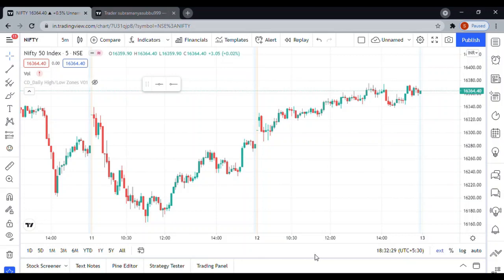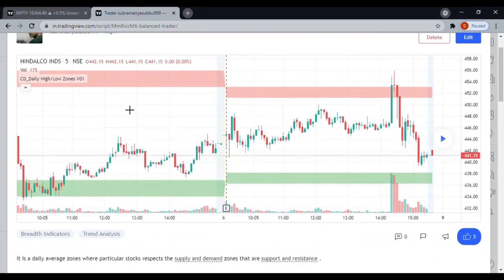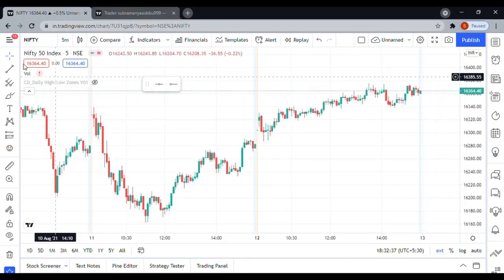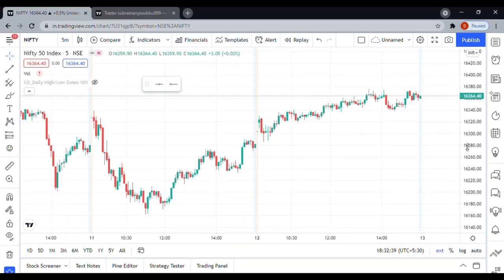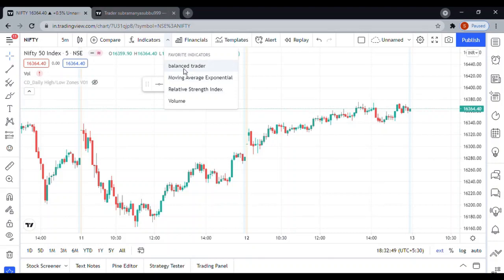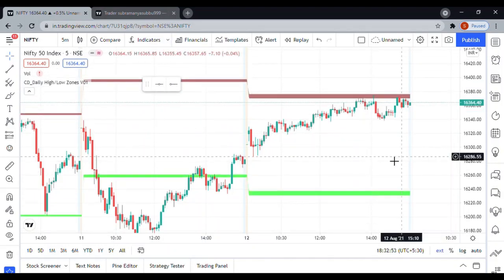When you open that link, you find this type of interface. You add this to your favorite indicators and then come to TradingView, and this indicator can be applied on any chart. When you come to the trading chart, I started on Nifty. In this you find this balance trade indicator. You click on this, and it has added this indicator.